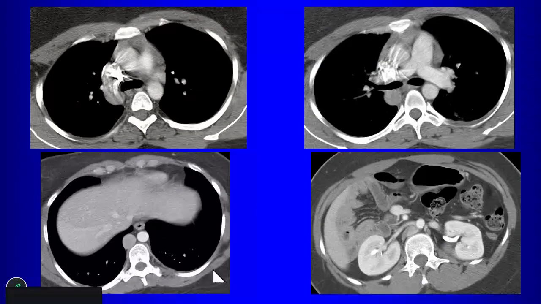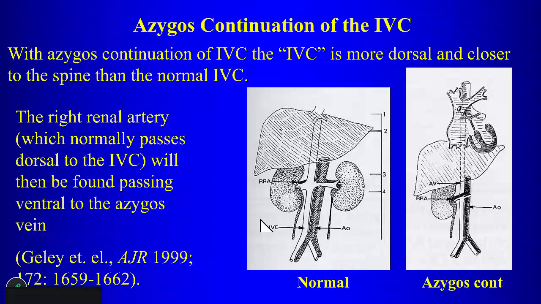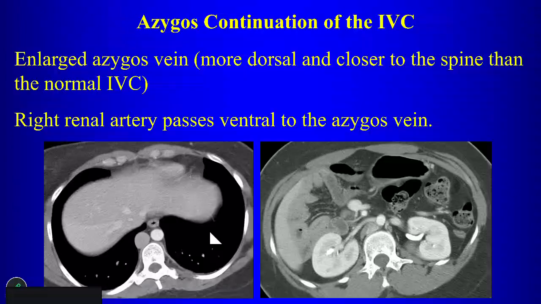And so you can follow that. You see it's back here. That's the azygos continuation of the IVC. All right. That just has to do with the embryology of how these things form. So normally, the IVC is going to be anterior to the right renal artery, but if you happen to notice on an abdominal CT that your IVC, or what you're calling the IVC, is posterior to the renal artery, suspect that you might have azygos continuation of the inferior vena cava. Okay.